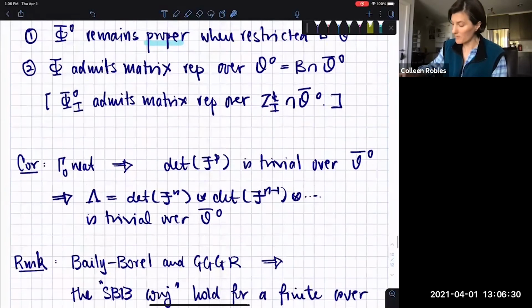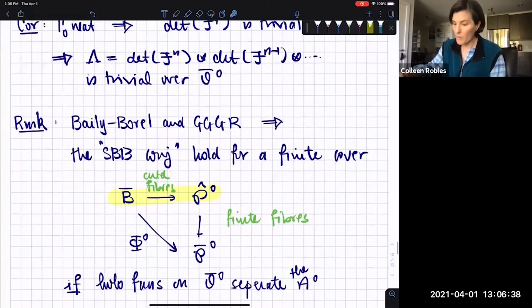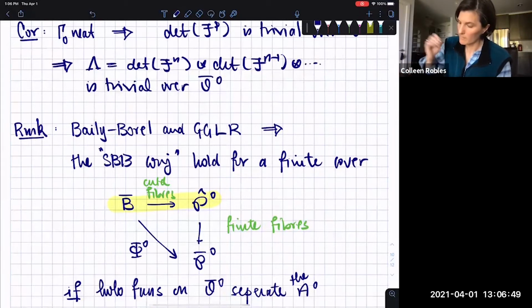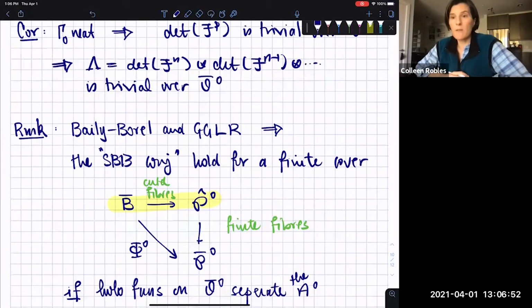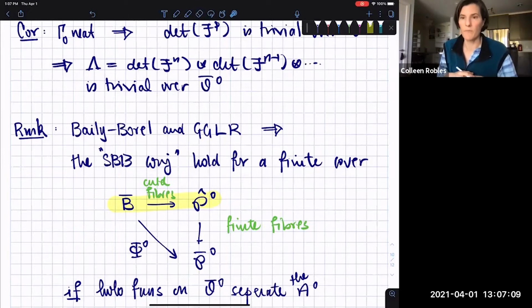And if you remember that conjecture I mentioned last time, which you could think of as an analog of Satake-Baily-Borel for period maps, what this corollary implies, if you look at the original argument in Baily and Borel, and additional arguments in the work with Green, Griffiths, and Laza, then this implies that one can establish that Satake-Baily-Borel conjecture for a finite cover if the holomorphic functions on that neighborhood separate these fibers that we're talking about.